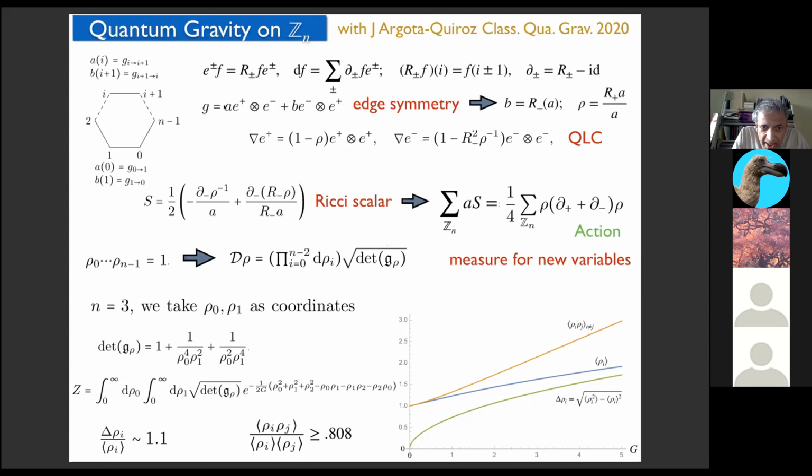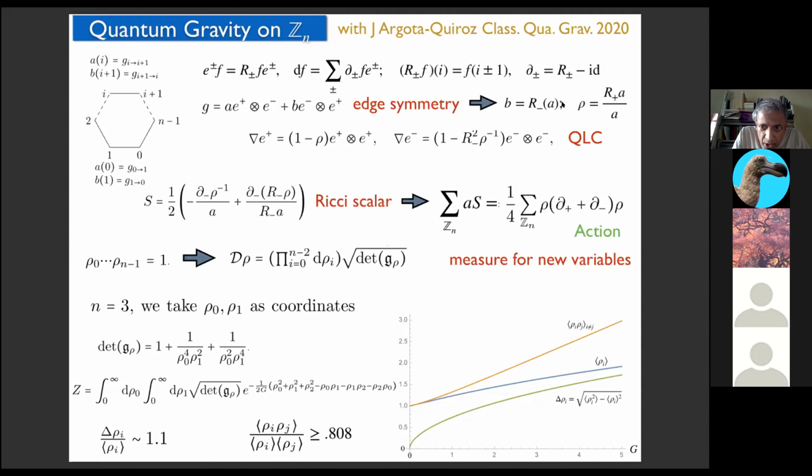A metric has some coefficients in my basis. I demand that the length in that direction is the same as the length in the other direction. The lengths are independent of the direction of the arrow, and that gives you a constraint on the B. So the B's are given by A. So now everything depends on one function A. That's the content of the metric, a single function over the polygon.